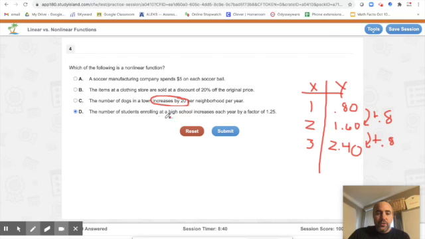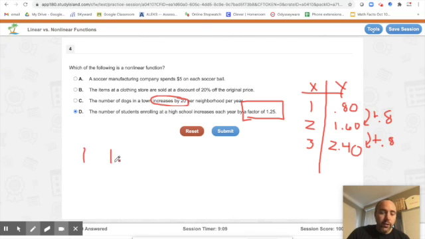So the number of students enrolling at a high school increases by a factor of 1.25. All right, and if you go way back to when you learned about multiplication problems, you had the product. The product is the answer to a multiplication problem. And the two things that are multiplied, those are called the factors. So this basically says we are multiplying by 1.25. Let me just give you a quick example here.